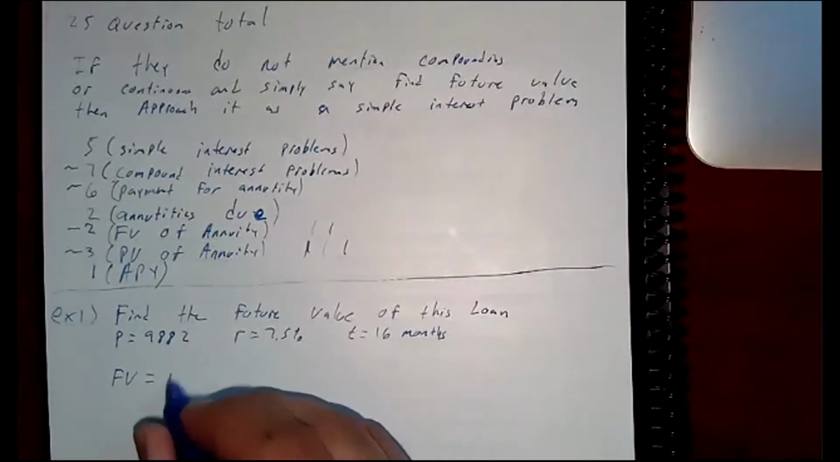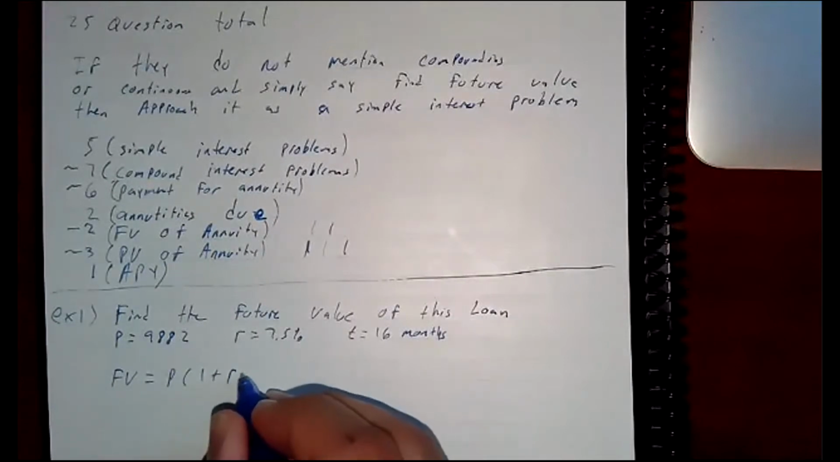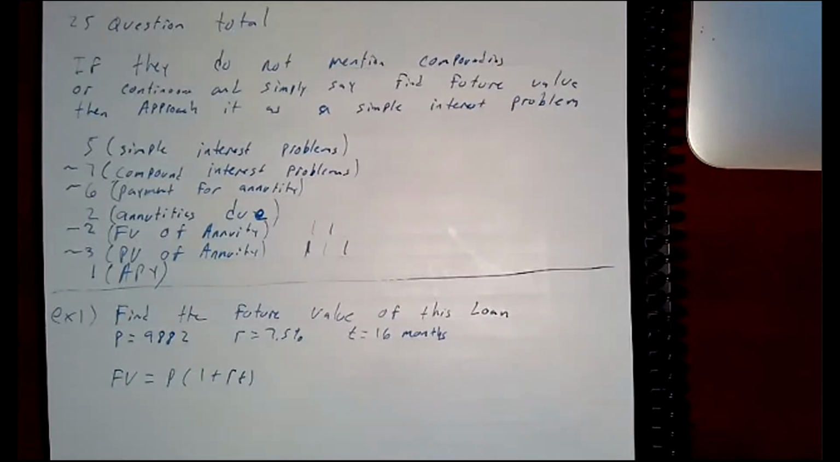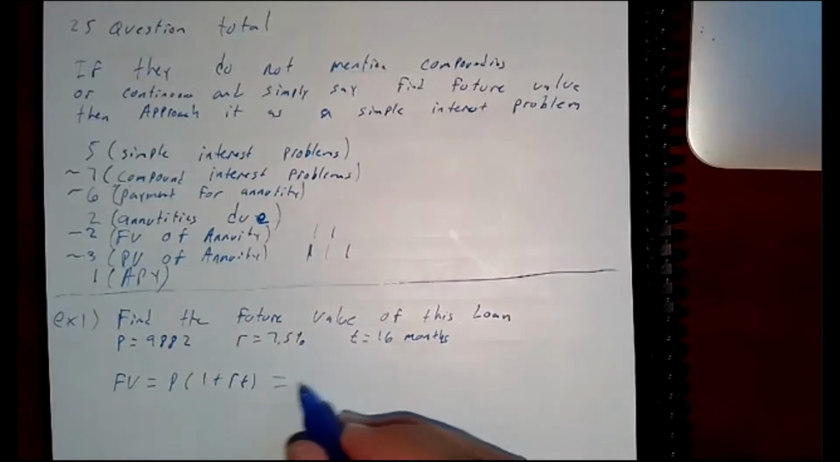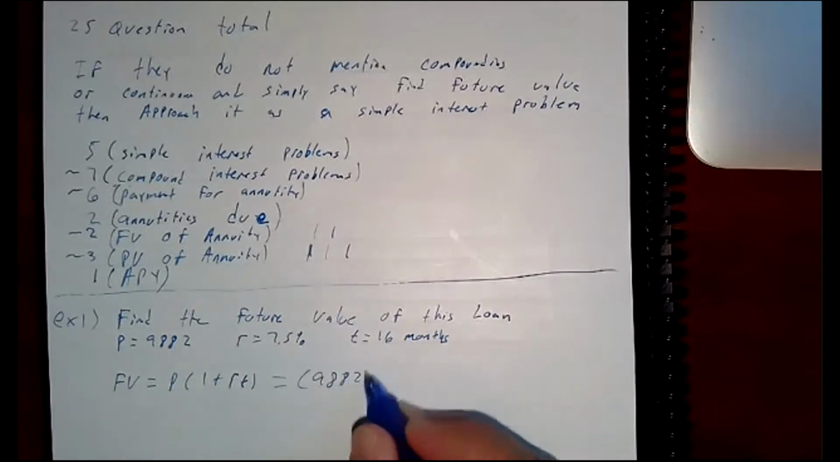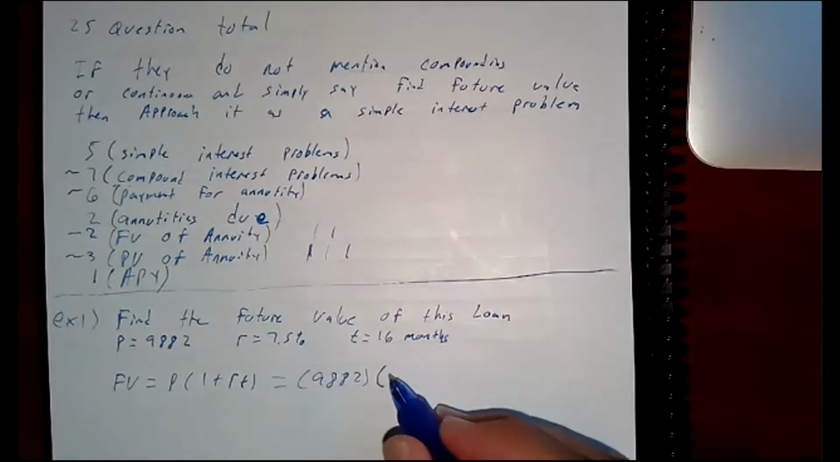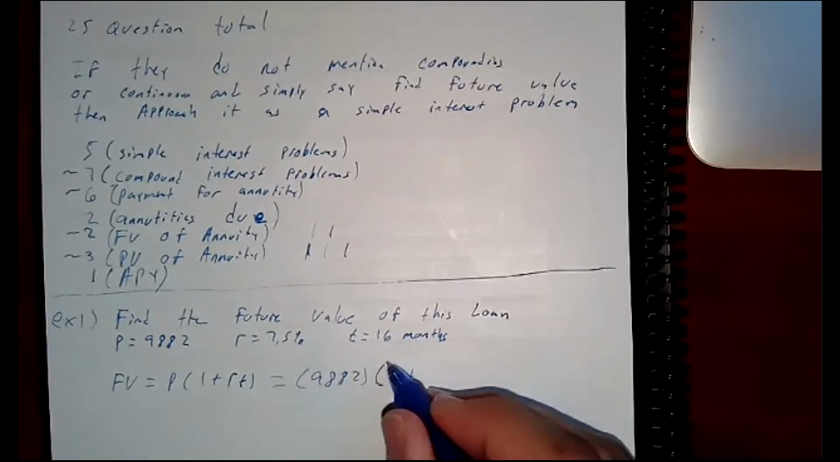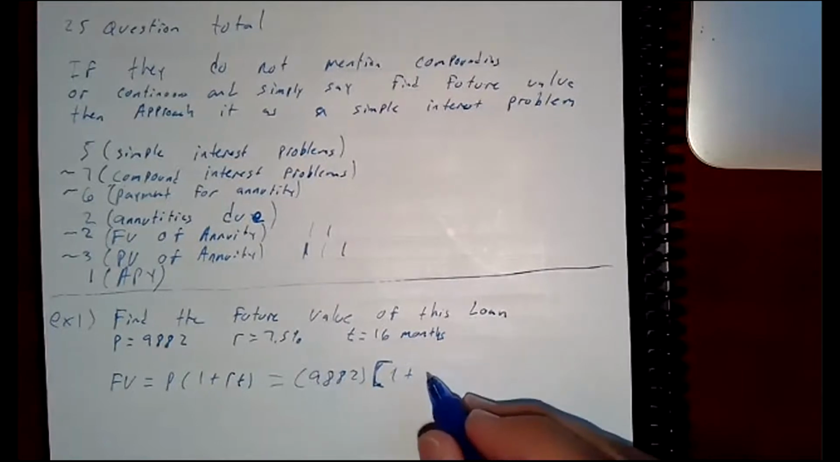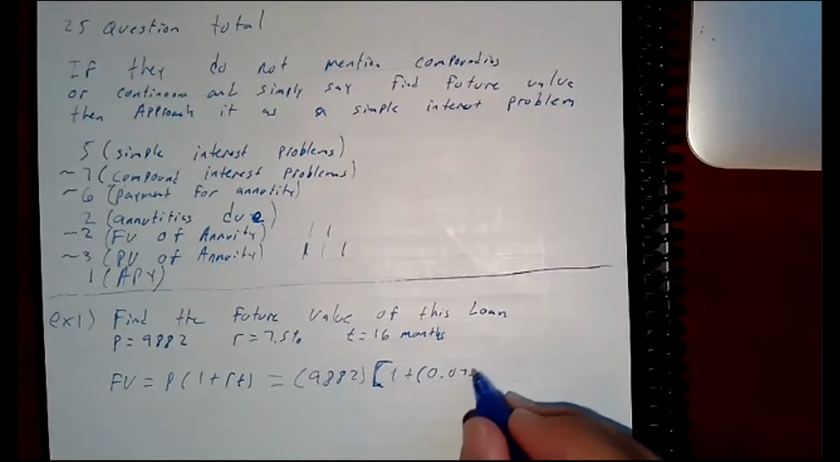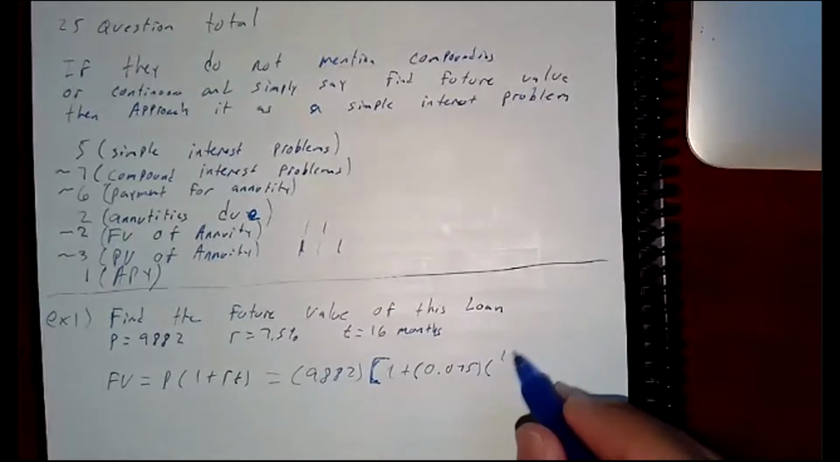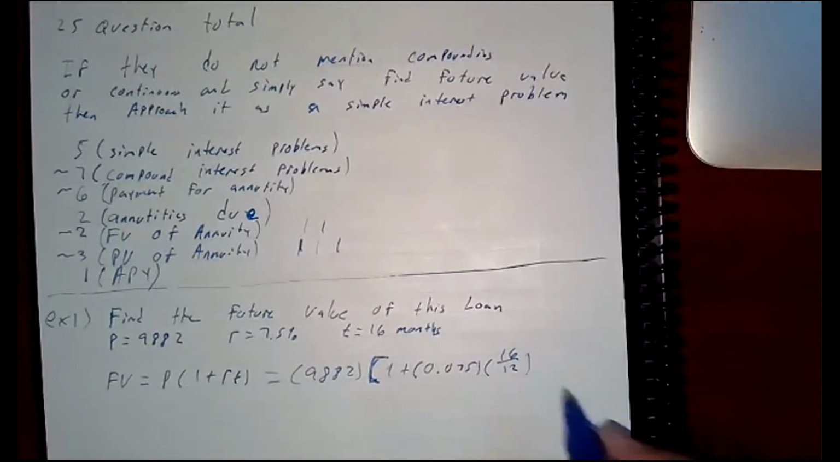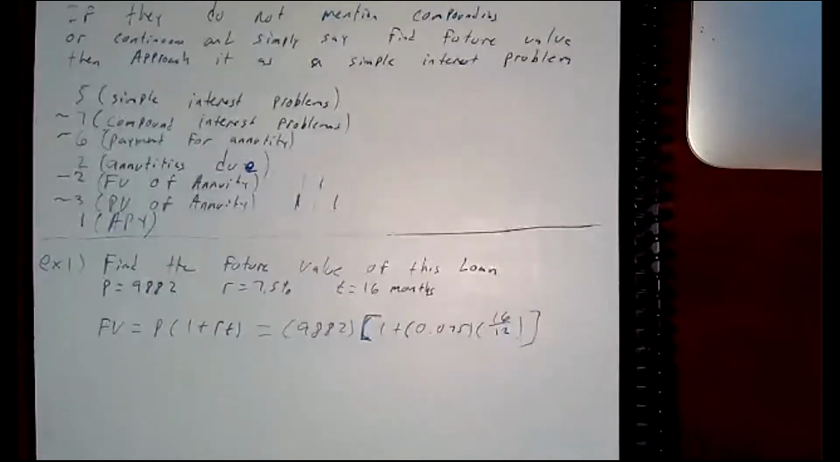Future value is equal to P times 1 plus RT. So that would simply be 9882 times, I'm going to put a bracket there just so it looks prettier, 1 plus R, which is 0.075 times 16 months. So I can't use months. So that's 16 over 12 years. As long as you do that, you should be good.